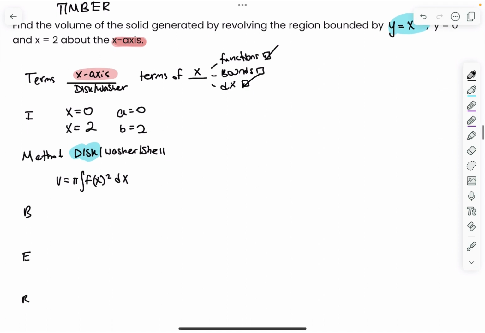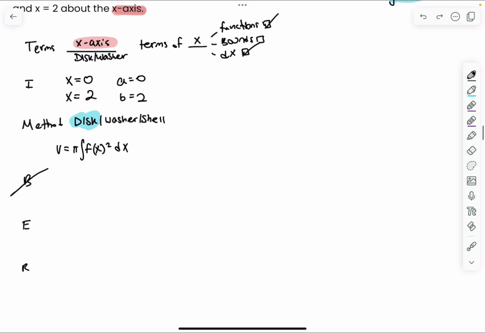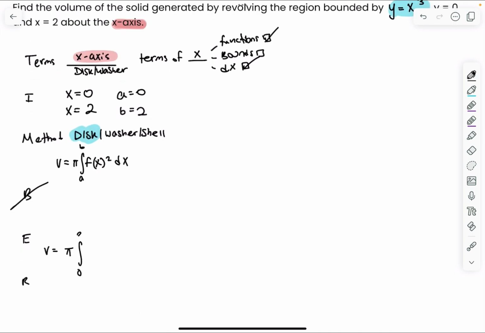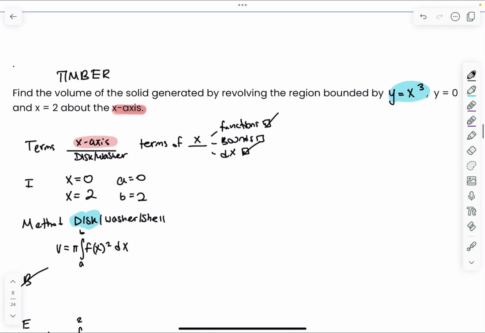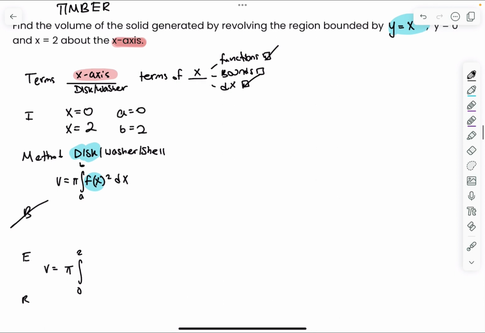Now, when we're doing disc, we don't do this step, because this is just when we have more than one function or more than one equation, we need to figure out which one's on the bottom, which one's on the top, which one's right, which one's left. That's only when we're dealing with washer or shell. So then we go straight to evaluating the integral. So we have pi times the integral from 0 to 2 of f of x. And what is your f of x? It's going to be your function. So that's going to be x cubed. And remember to square it. Do not forget that. dx.